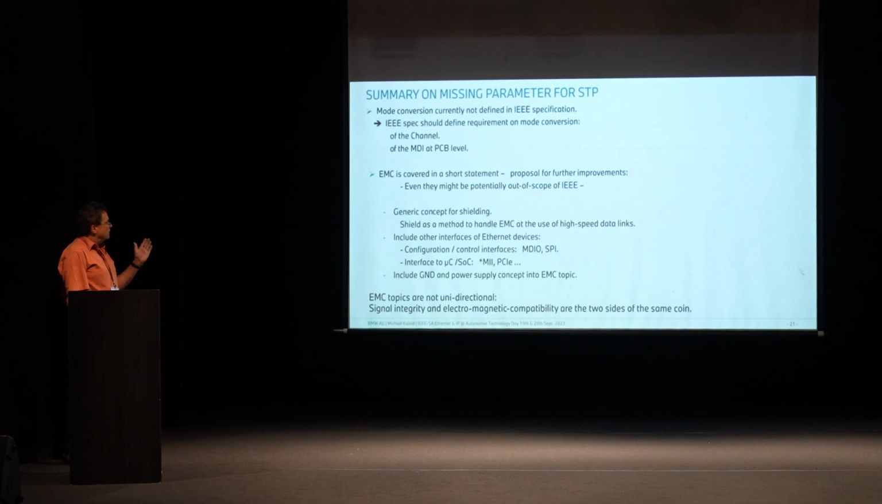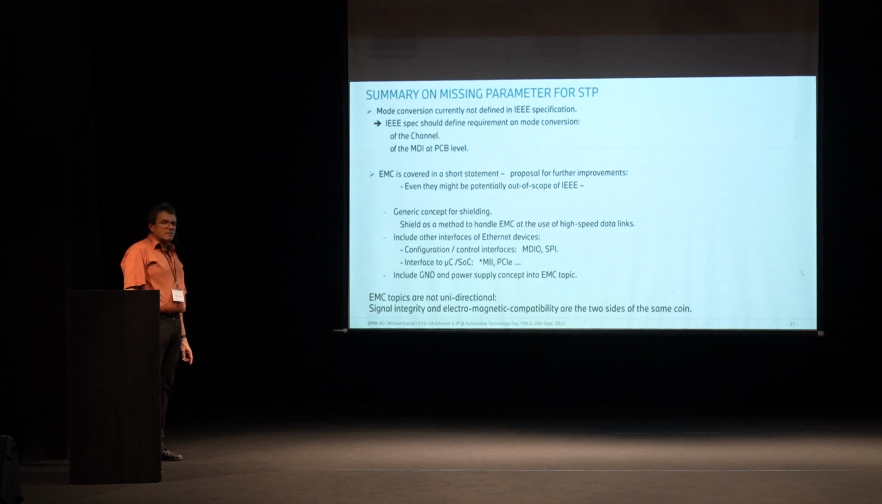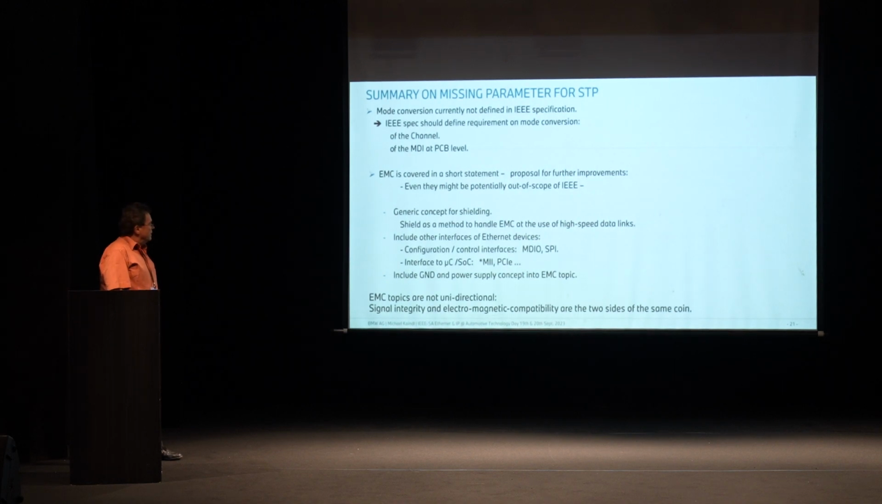We have learned about the configuration and control interface. This example of MDI shows what might happen if you get a spike on the MDI interface and lose configuration data. We should also think about the other interfaces to the micro. These are high-speed interfaces, like at the moment the high-speed MI interfaces or PCI. They also generate noise, and they are also sensitive against EMC.